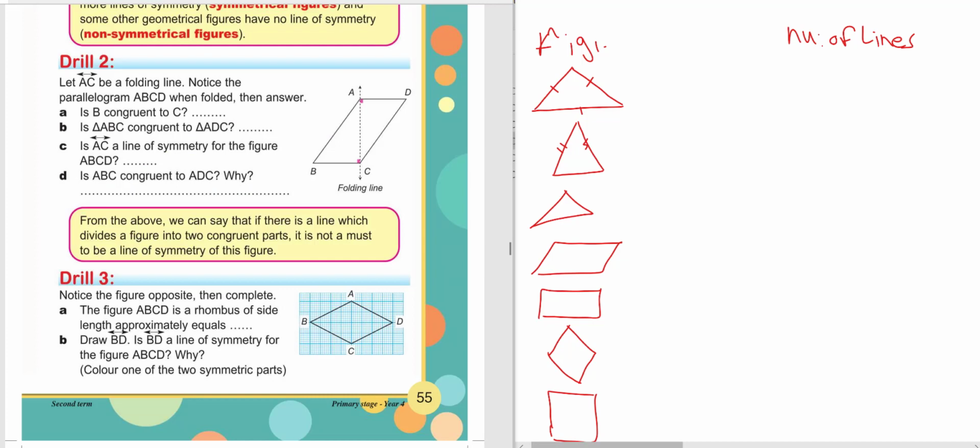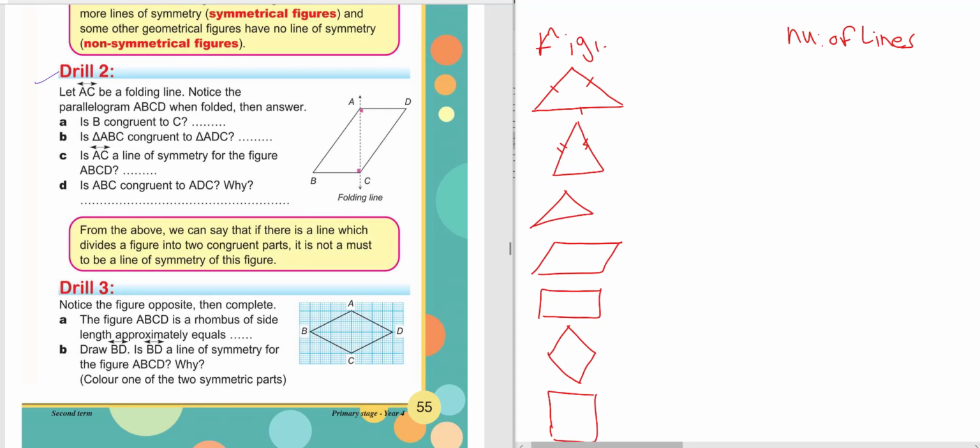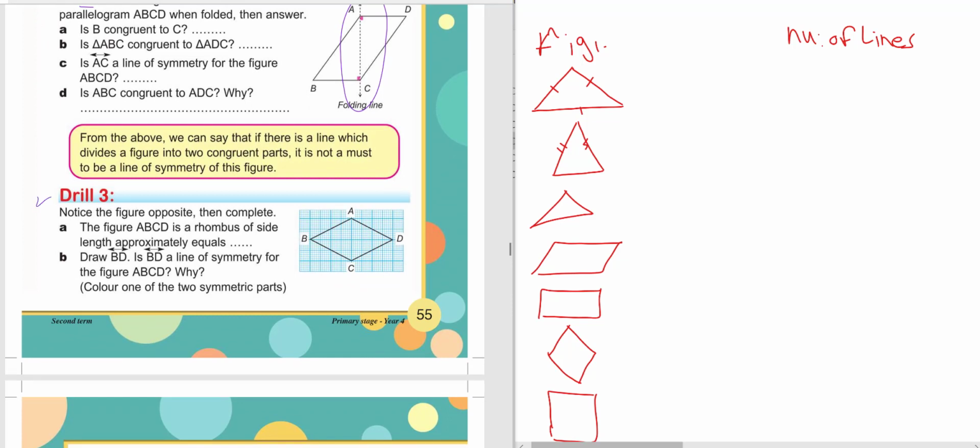Look at drill 2. We have straight line AC. AC divides the parallelogram ABCD into two congruent triangles, but it is not a line of symmetry of the parallelogram. Look at drill 3. We have the straight line BD and the straight line AC. These are two lines of symmetry of the rhombus.